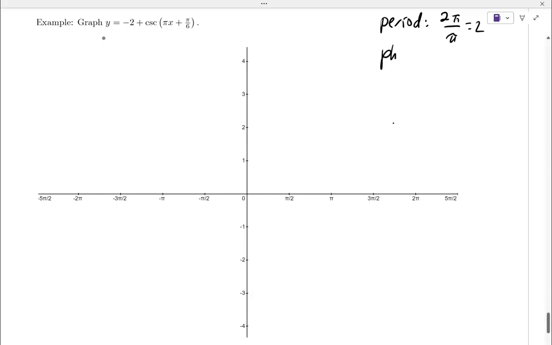How do we find the phase shift again? Set the inside equal to 0, right? So we'll subtract pi over 6 and then divide by pi, so we'll get negative a sixth. So which way is the graph going to move? Left. Good. And then finally, for your vertical shift, down 2. Good.